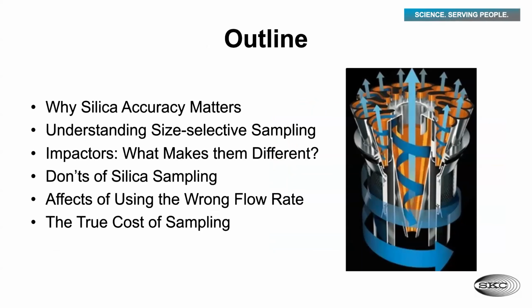So as far as how we're going to cover that today, we're going to talk a little bit about silica and why the accuracy of sampling matters, talk a little bit about size-selective sampling and what that means, and what makes impactors a little bit different than a traditional cyclone. Like I said earlier, some of the do's and don'ts of sampling for silica. We're going to briefly touch on what can happen if you use the incorrect flow rate when you're talking about these size-selective samplers. And ultimately, we're going to talk about how much sampling costs and how that process works.